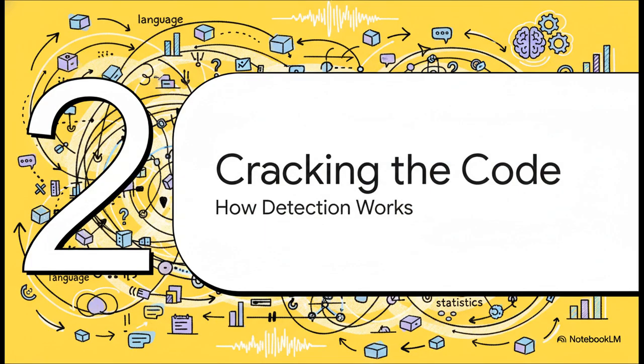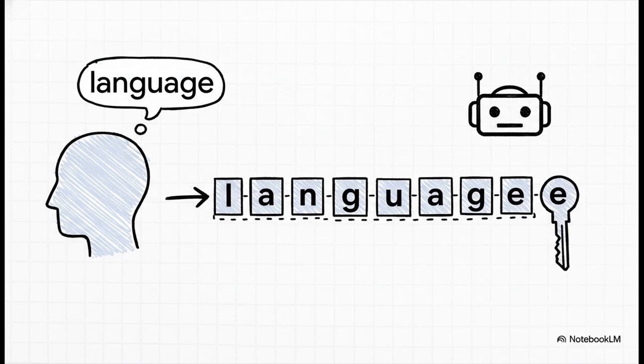All right, so how does it actually work? It sounds incredibly complex, right? But the core idea behind a lot of these language detection models is surprisingly simple and kind of brilliant. It's all about statistics and looking for patterns. Let's just focus on one word to understand this. The word language. To us, it's a concept. We know what it means. But to a computer, it's just a sequence of 8 characters. And that sequence, that's where the magic is.